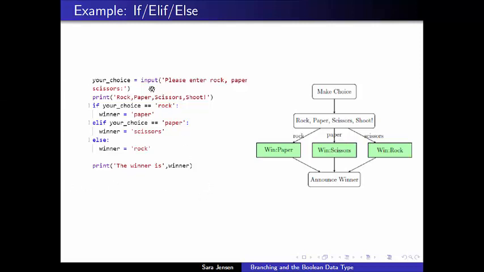So we could imagine prompting the user to input one of three words, either rock, paper, or scissors. We could then assign to the variable your choice whatever word the user enters. That would correspond to the start of our flowchart right over here. We then proceed to say the chant, rock, paper, scissors, shoot, which our computer program can do.